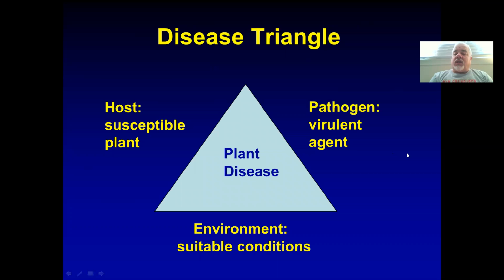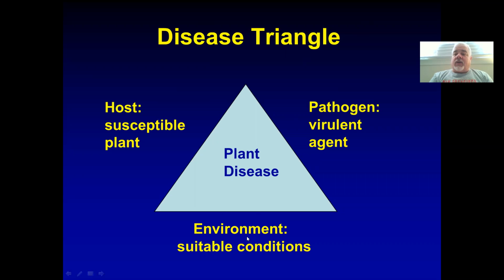The second thing you need is a pathogen itself. And we call it a pathogen. We don't call it the disease because it's not. We'll talk about that more later. But the pathogen, we call it the virulent agent because it can cause some sort of a response in the host. That's what we call disease. So it's virulent because it can have a detrimental response when it is growing on or in the host.